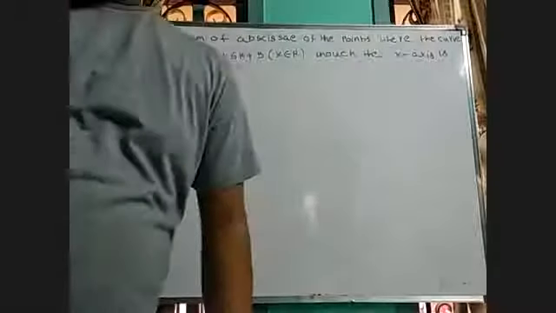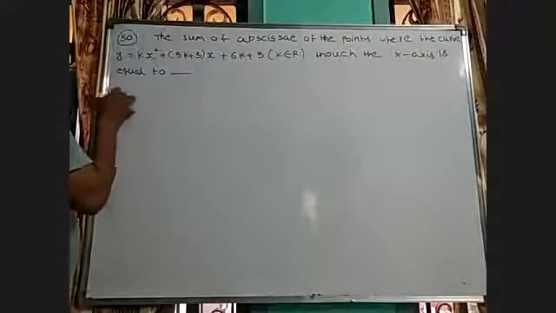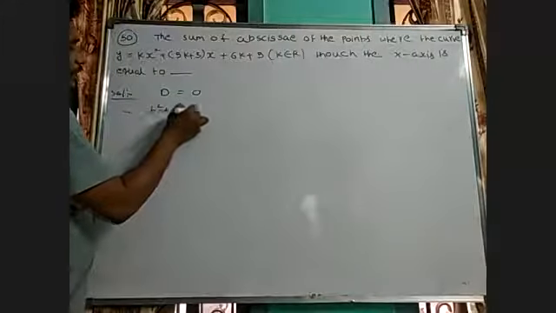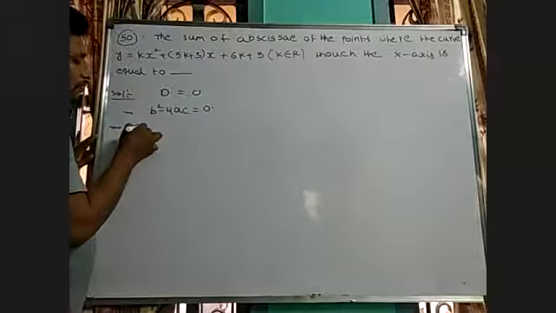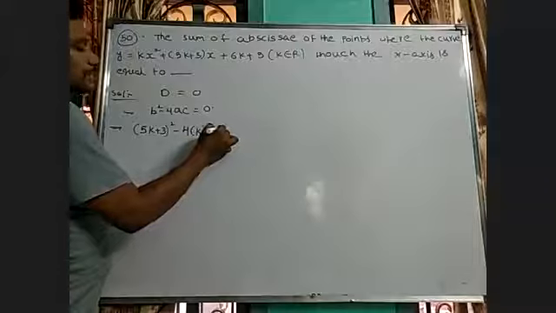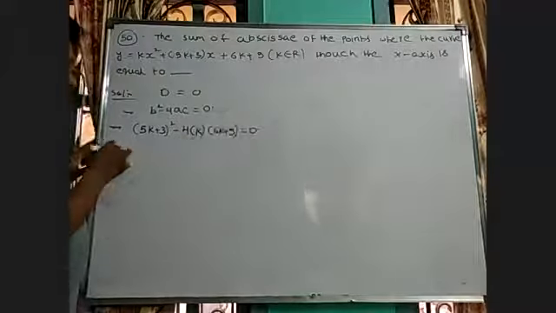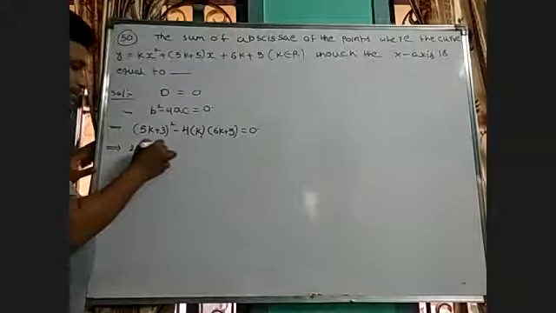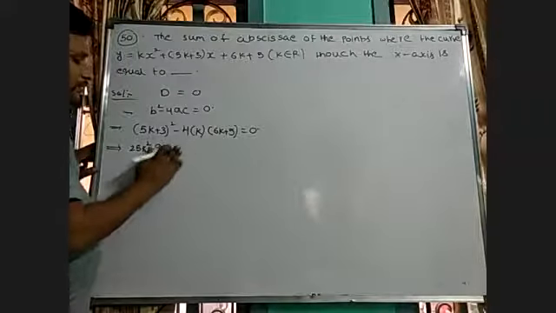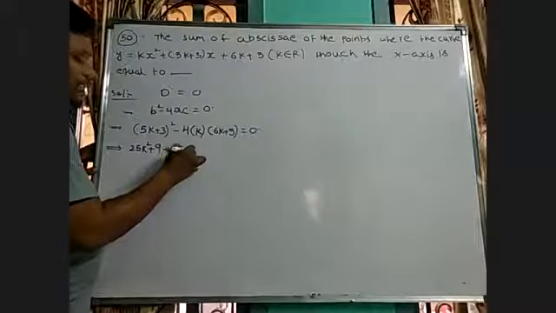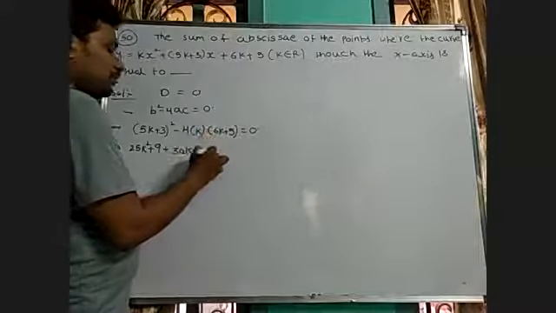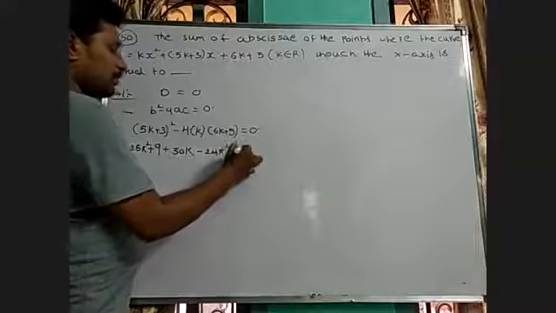In this question, since the curve touches the x axis, y equals 0 means the discriminant equals 0. Here b square minus 4ac, where b value is 5k plus 3, whole square, minus 4 into a value k into c value 6k plus 5, equals 0. Here we get 25k square plus 9 plus 30k minus 24k square minus 20k equals 0.